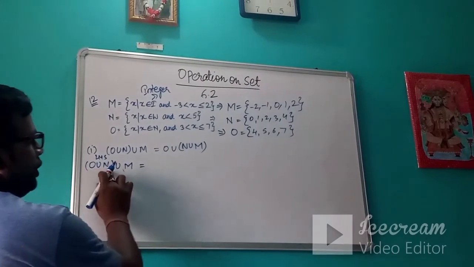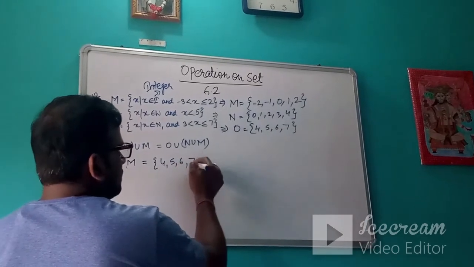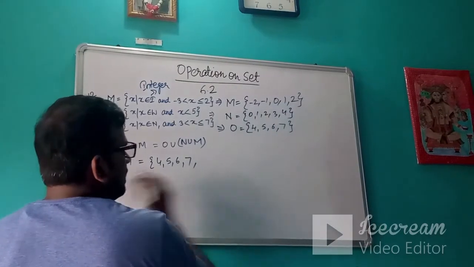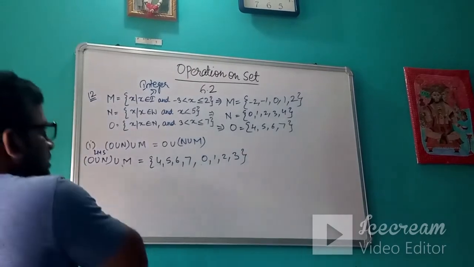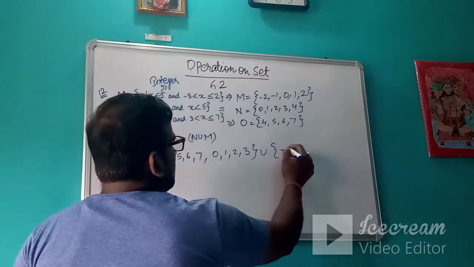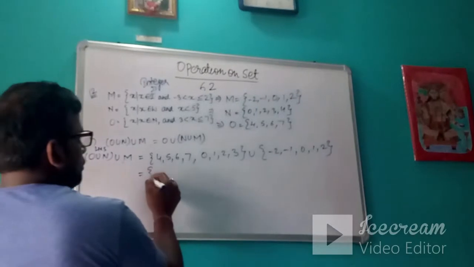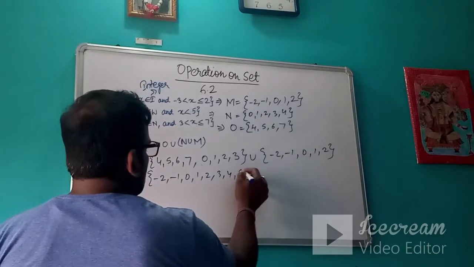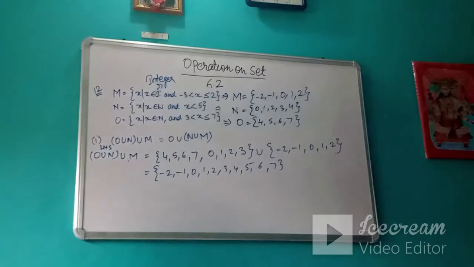Now O union N. O union N means 4, 5, 6, 7, and all the elements which are not present in O but present in N, that is 0, 1, 2 and 3. This is O union N. Union M, -2, -1, 0, 1, 2. So what will be its union? -2, -1, 0, 1, 2, 3, 4, 5, 6, 7. This will be its union.